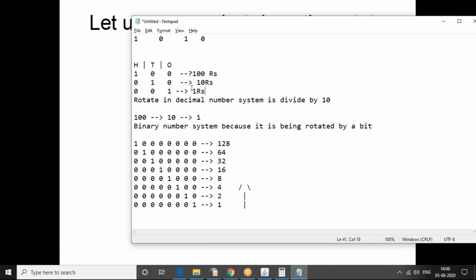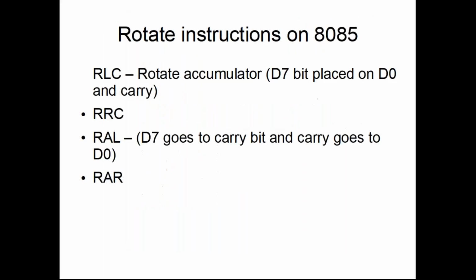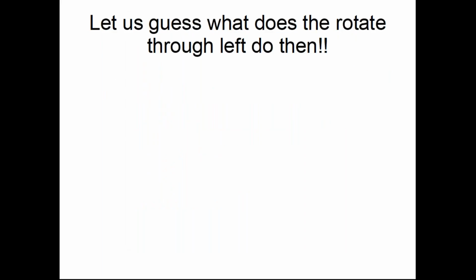So you have a 1 rupee, and then when you left shift it by 1, the positional value of 1 has become 10. So that is equivalent to having 10 rupees. So you can see that the value has increased. If you rotate it through left by one more, it has become 100. So the value is getting increased. So when you rotate through the left, it is getting multiplied.